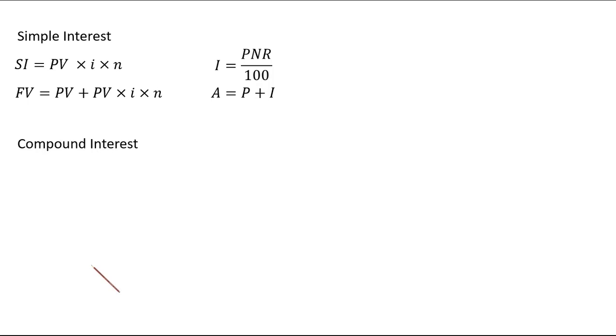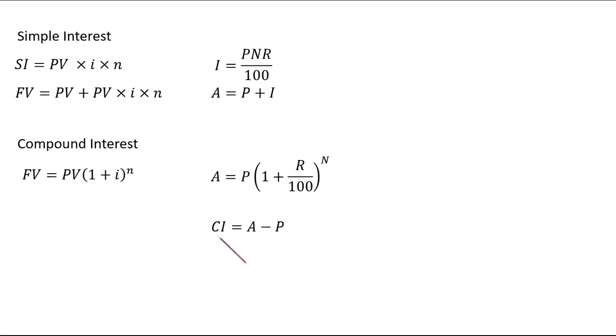But for compound interest, we first find the amount, where amount is principal into 1 plus R upon 100, the whole raised to N. So over here, the amount is replaced by FV, principal is replaced by present value, 1 plus R upon 100 is replaced by i, and the capital N is replaced by small n. And then the compound interest is this amount minus the principal. So the compound interest would be the future value, which is the amount, minus the present value.